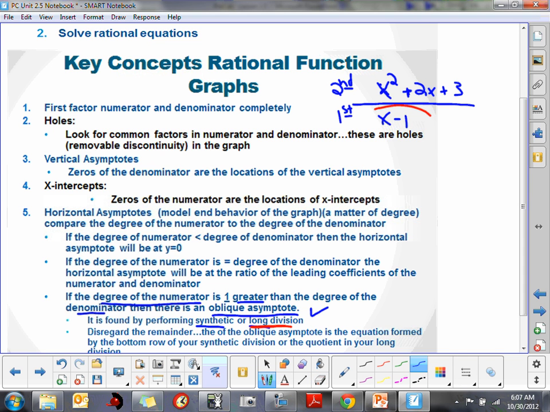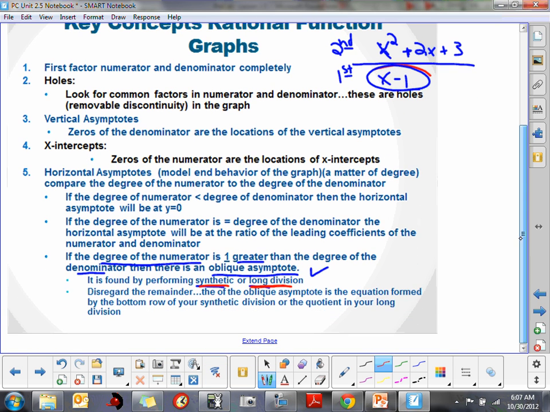So we're going to find an oblique asymptote. This time, since this is a linear divisor, we can use synthetic division, and we can find the location of the oblique asymptote there. Whether it's long division or synthetic division, go through your whole process of doing this, disregard the remainder, and whatever's left is the location of the oblique asymptote.